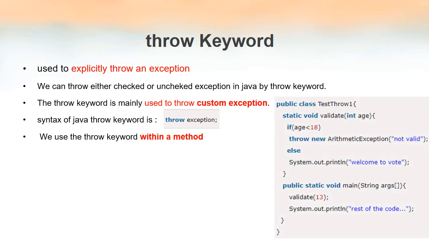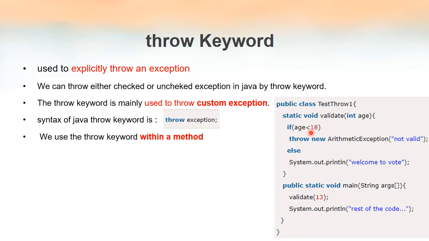In this example we have a class, the class name is TestThrow1. Inside that we have a method, static void validate, which is accepting one integer variable as a parameter. We have a main method here, and inside the method validate, we are checking whether the value of the parameter variable age is less than 18. If it is less than 18, then we are explicitly throwing an exception, because a variable value less than 18 is not going to generate an exception, because that is not an error.